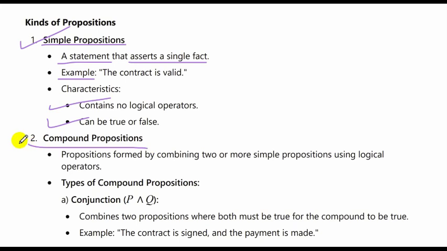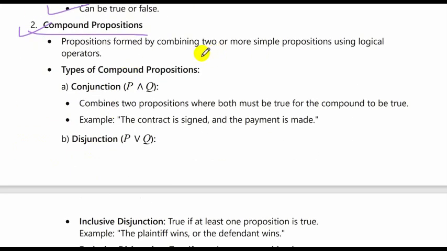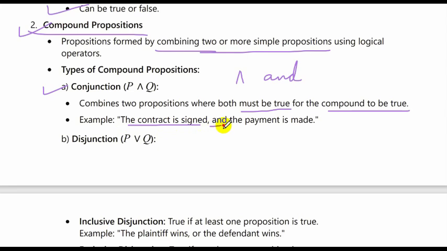Let's look at the compound propositions. Propositions formed by combining two or more simple propositions using logical operators. The types of compound propositions. First, conjunction. This also we have studied. It is represented by this symbol and it means and. Conjunction combines two propositions where both must be true for the compound, that is for the conclusion, to be true. Example, the contract is signed and the payment is made. So basically it combines proposition 1 and proposition 2.